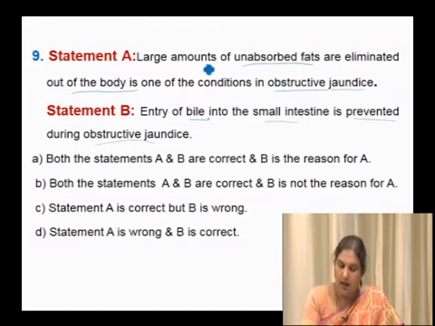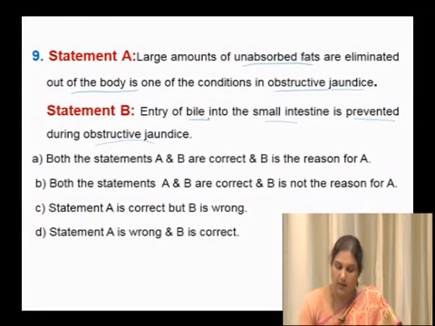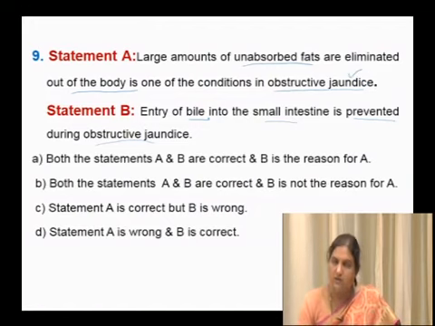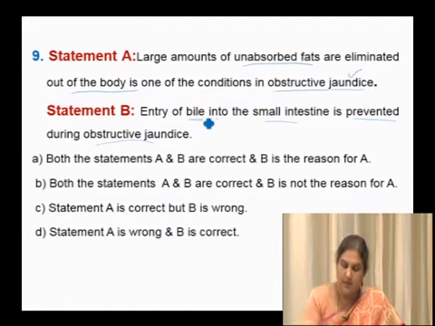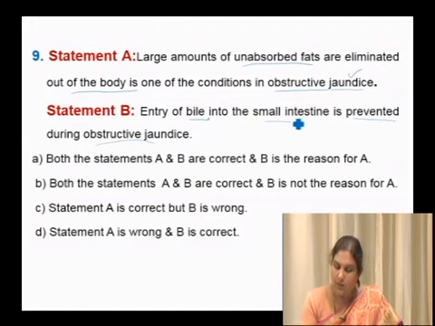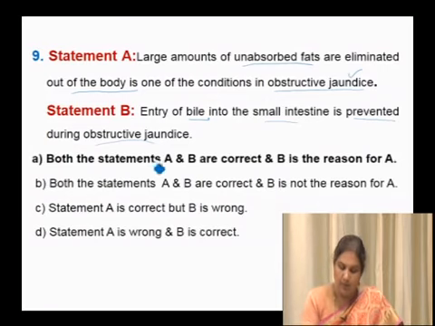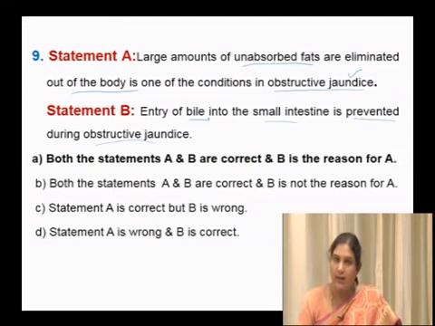See, large amounts of unabsorbed fat. Fat is not getting absorbed, but it is just eliminated out of the body. It is one of the conditions you find in obstructive jaundice. Statement B is saying entry of the bile into the small intestine is prevented during obstructive jaundice. Let us look into this answer. Both A and B are correct and B is the reason for A.